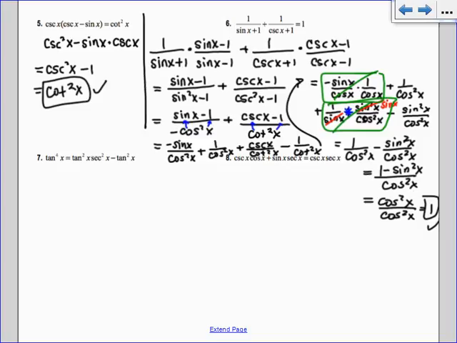All right, so this next one, so let's start with the more complicated side. This one's a very easy one, actually. I can already see what it's going to be.